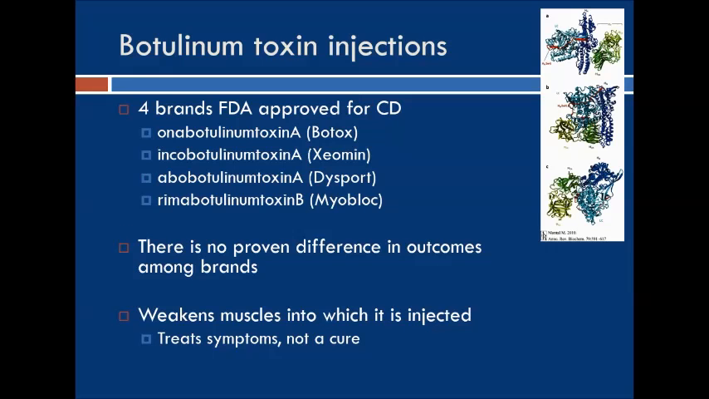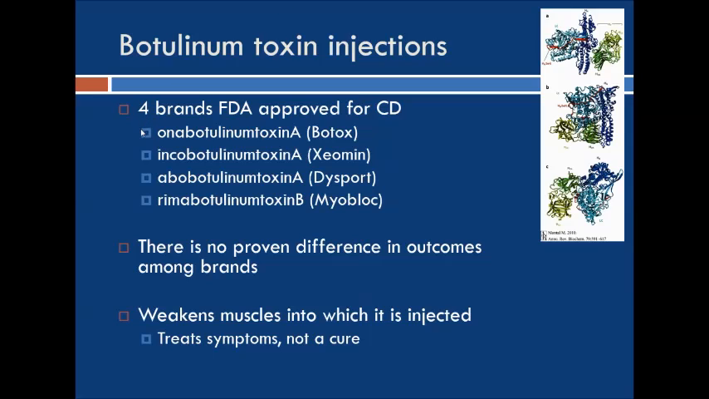So botulinum toxin injections. Botulinum toxin injections have emerged more or less as the treatment of choice when one is going to treat a specific body area of dystonia. As you can see here, there are 4 brands that have been FDA approved for cervical dystonia.